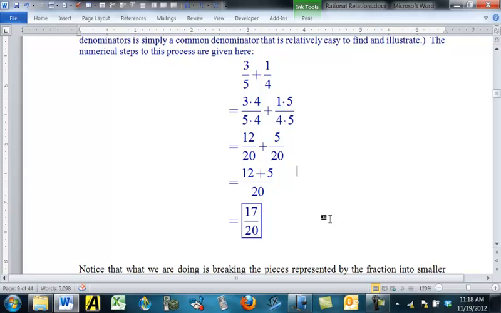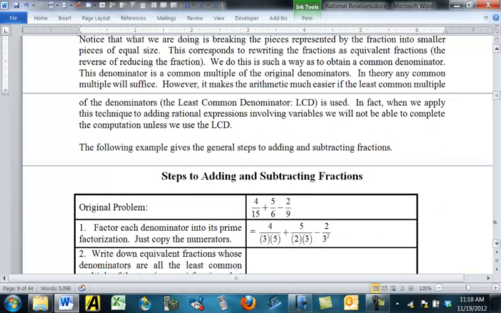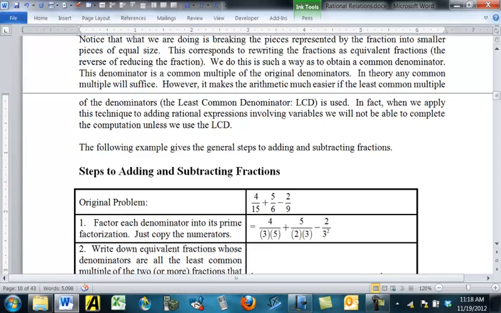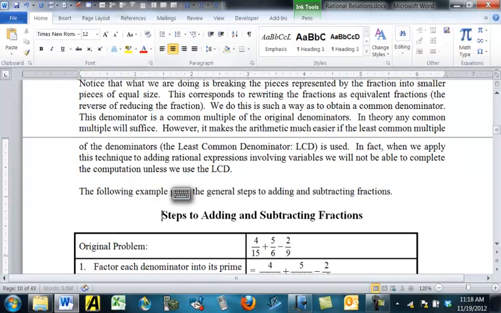So here you can see what we've done to make these equivalent fractions. We took 3/5, multiplied top and bottom by 4 to get 12/20ths. Take 1/4, multiply by 5/5 to get 5/20ths. Now they're the same denominator. Keep that and add the numerators to get 17/20ths. So this is going to allow us to go to adding and subtracting fractions.